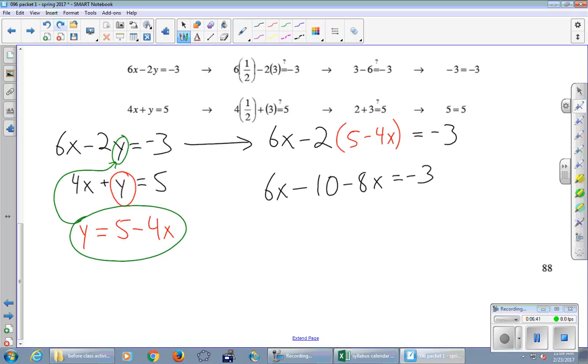Becca? Becca thinks I made a mistake. Everybody else just copied what I wrote and has accepted it. Oh, I made a mistake. Really common mistake. What did I forget to do? That negative, right? A negative comes through. -2 times -4x plus. Got to be really careful.